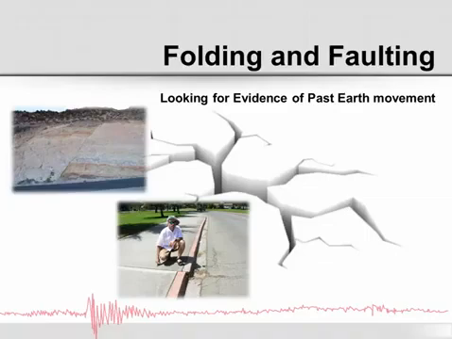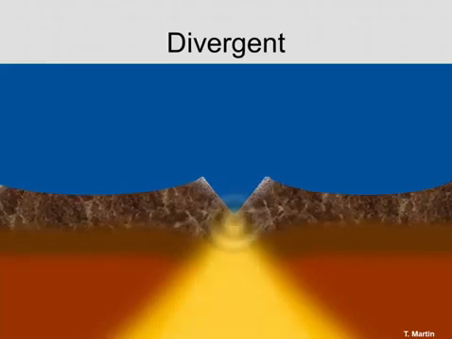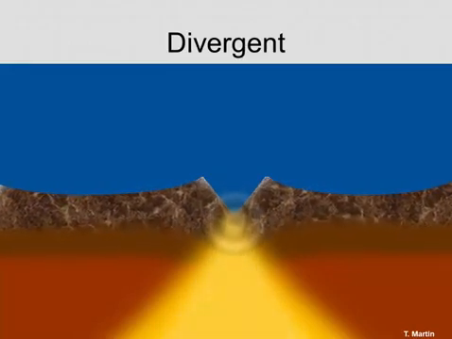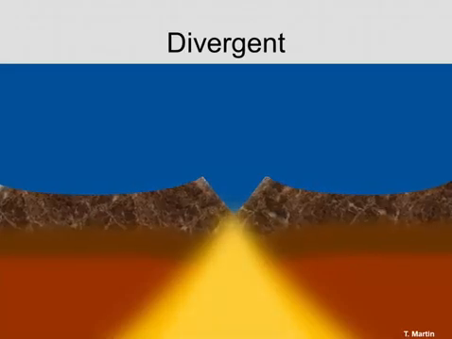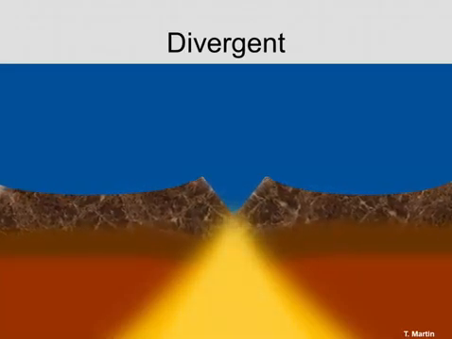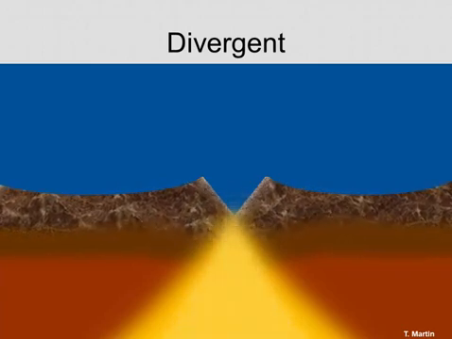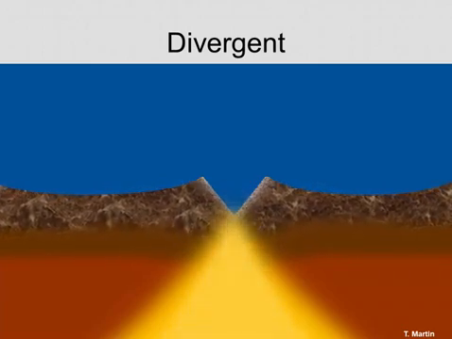When we look for faults and folds in the Earth, what we're really doing is looking for past evidence of plate tectonic motion. Let's take a minute to review the basic motions of plate tectonics. The first of the three motions is divergent motion. This occurs when magma comes up from deep within the Earth. This typically happens in the middle of the ocean. It generates earthquakes as the plates move apart from each other. This may also happen on continental plates as well.